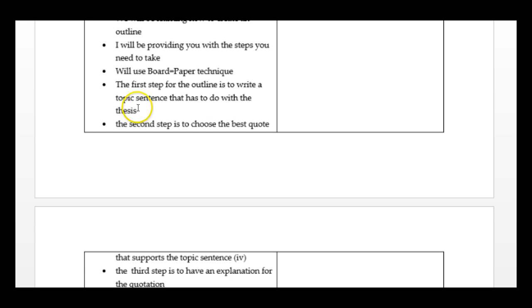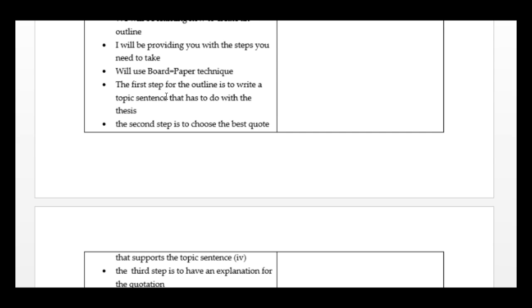So you jump straight into this idea of the first step for the outline is to write a topic sentence that has to do with the thesis. But you haven't talked to the kids at all about what a topic sentence is, or how to write a good topic sentence, what the criteria for a good topic sentence is. Should each topic sentence be about a different character that does this, because that's what you had me working on yesterday? Or are you looking for some more abstract ideas to talk about the social construction?